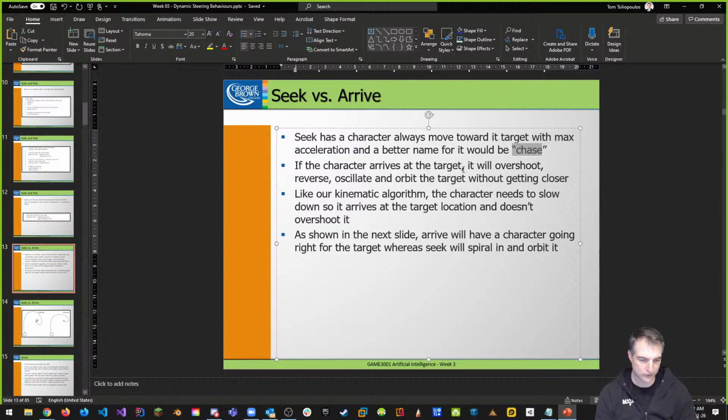If the character arrives at the target, it will overshoot the target, reverse, oscillate, and orbit the target without getting any closer. That's what seeking does. And I want you guys to show that as a difference between seek and arrive. Arrival is a different thing altogether. Arrival is when things slow down.